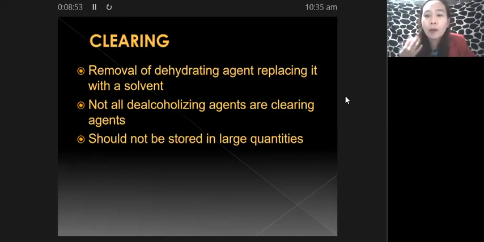So number one purpose of the process of clearing is the removal of your dehydrating agent, and we are replacing it with a solvent, okay? So that means the different clearing reagents that we use for clearing, they are generally referred to as your solvents. Okay?